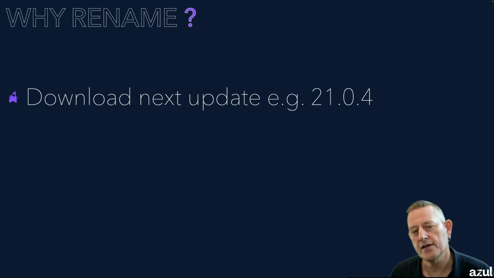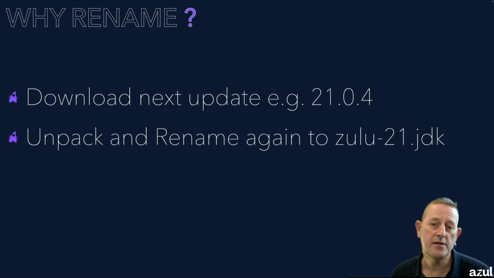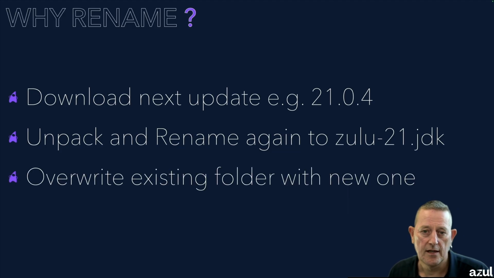And now let me tell you why I rename them to these more simple names. The only reason why I do that is if we think about the next update, for example, 21.0.4, then I will do the same procedure that I did now. So I download the tar file, I untar it, and then I rename the folder again to Zulu-21.jdk, and I simply overwrite the existing one. And the reason why I do that is that I love to stay always on the latest update, which is a good idea for security reasons.